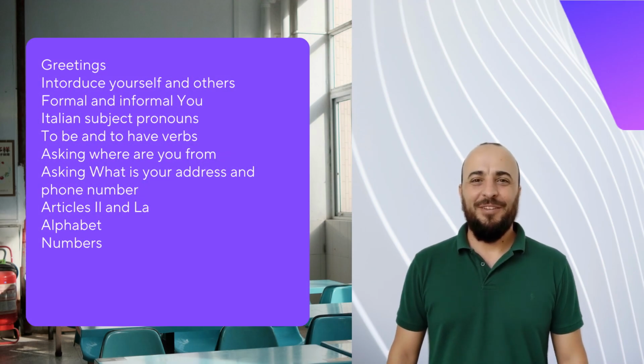In Unit 1, you learned how to manage first contacts in Italian. Let's review the key points. Greetings, introducing yourself and others, formal and informal you. Italian subject pronouns, to be and to have verbs, asking and saying where you are from, asking for a phone number and address, articles il e la, the Italian alphabet, numbers from 0 to 20.